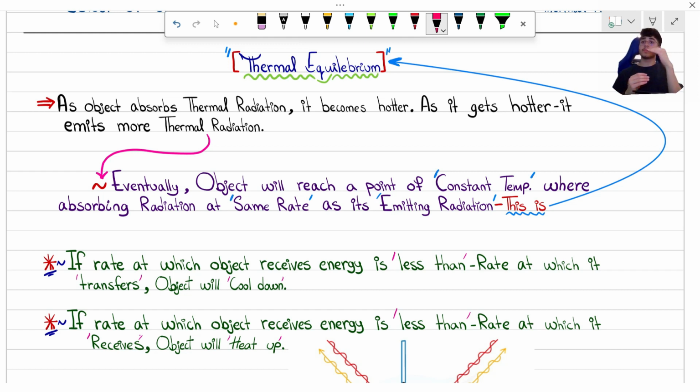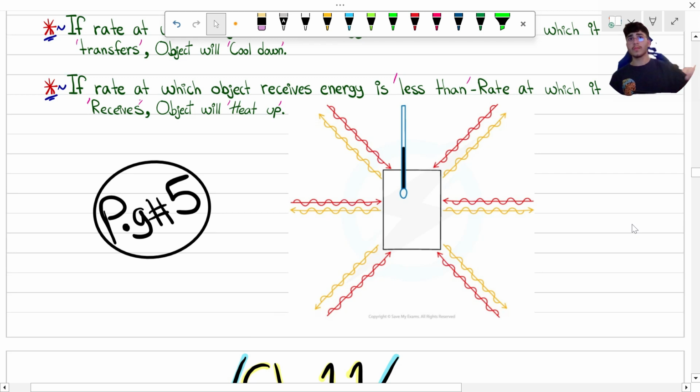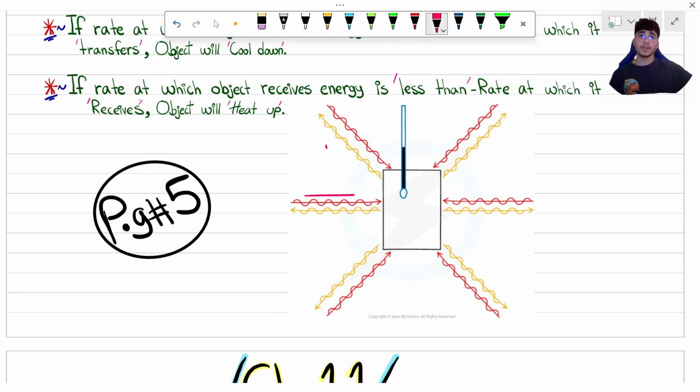And this point, the point in between heating up and cooling down, where the absorbing rate is in equilibrium with the emission rate, is known as thermal equilibrium. And this is an example of thermal equilibrium, where the emission rate, in yellow, is directly equal to the absorption rate.